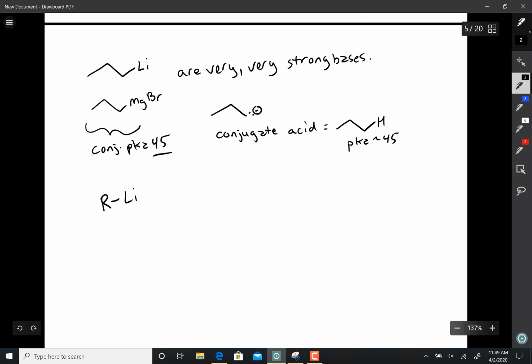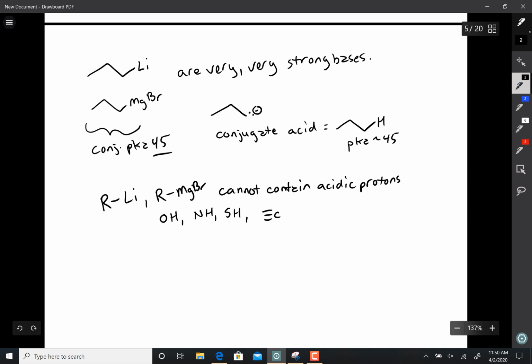So there's some restrictions on what you can put on organolithiums and Grignards. One of which is they cannot contain an acidic proton because they themselves are strong bases. By acidic proton, we're looking at OH, NH, SH, or a terminal alkyne. Because all of these would end up deprotonating this alkyne, or this SH, NH, or OH. So R can't contain these.